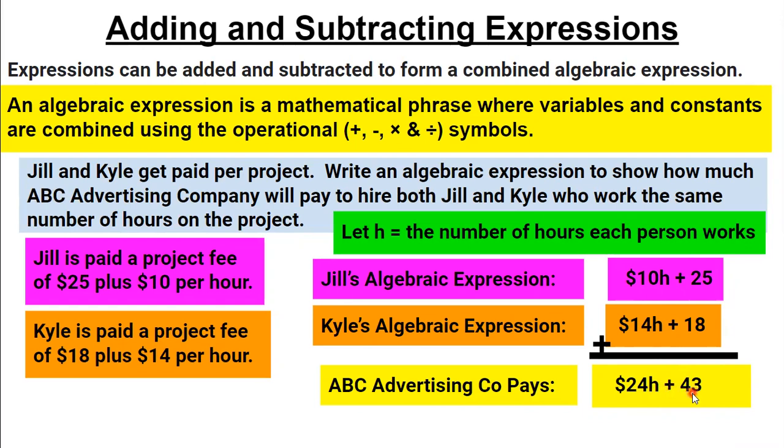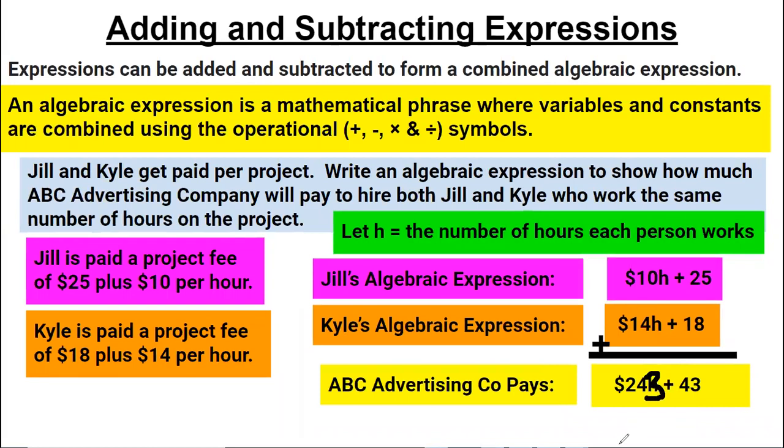So we could plug in any number for H that we wanted. Let's say they worked 3 hours. We would multiply 3 times 24 and add 43. So 3 times 24 is 72, and then we add 43, and we get $115. So if they work 3 hours, the company would have to pay out $115. That's why we write expressions, to help us with our math.